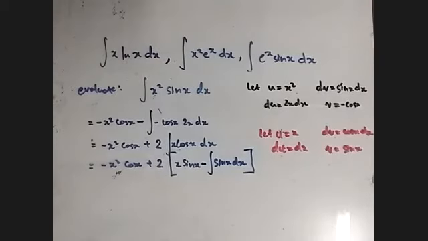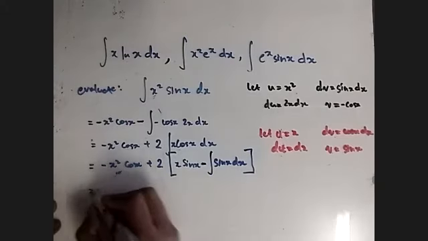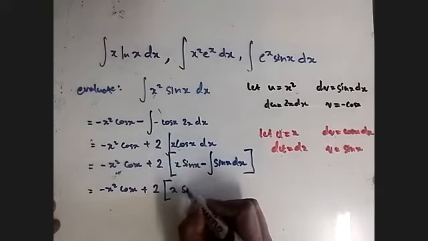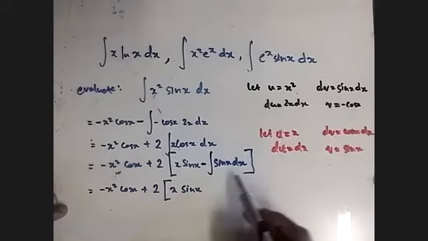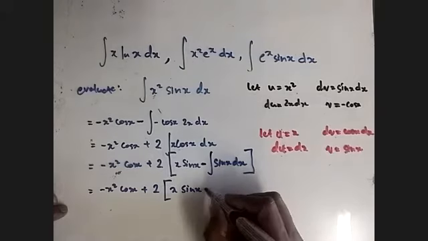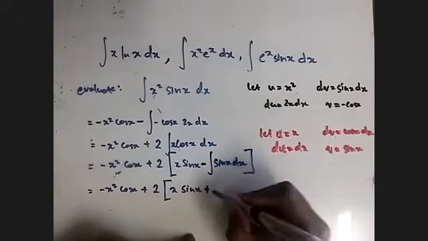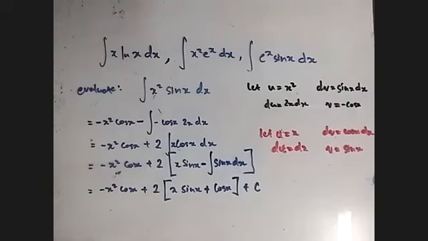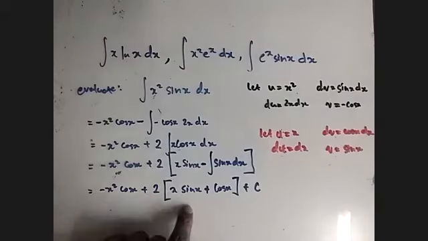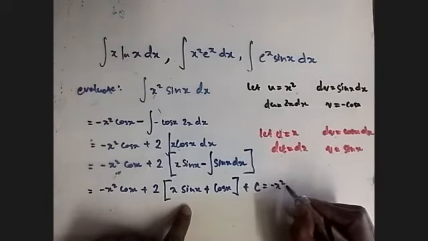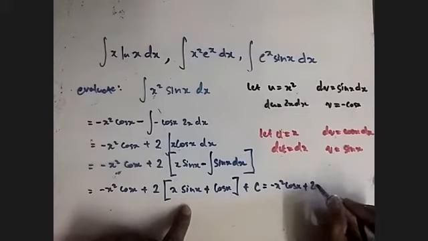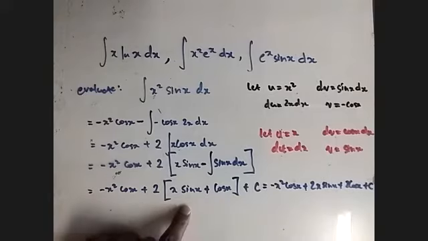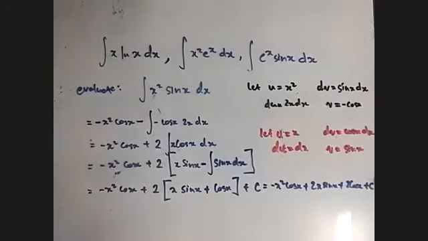So what's going to happen next is we're going to have this as negative x cos of x plus 2x sine x. Now we can integrate this, guys. We do know how to do this. So we're going to have a negative times a negative, which is going to be plus cos of x. Now this 2 is going to multiply each and every term in the brackets. So we're going to have negative x squared cos of x plus 2x sine of x plus 2 cos x plus c. This becomes our final solution.